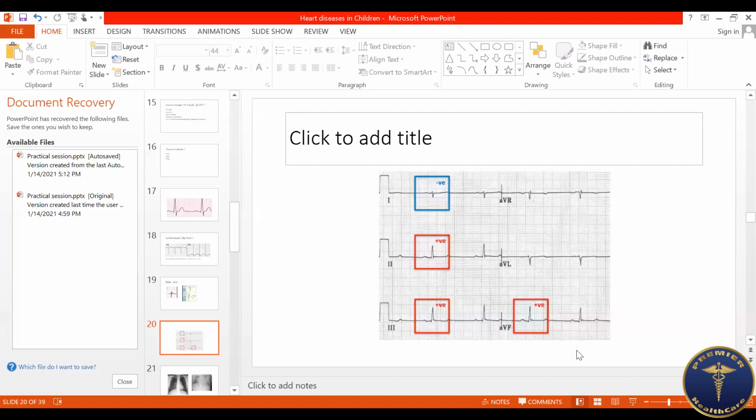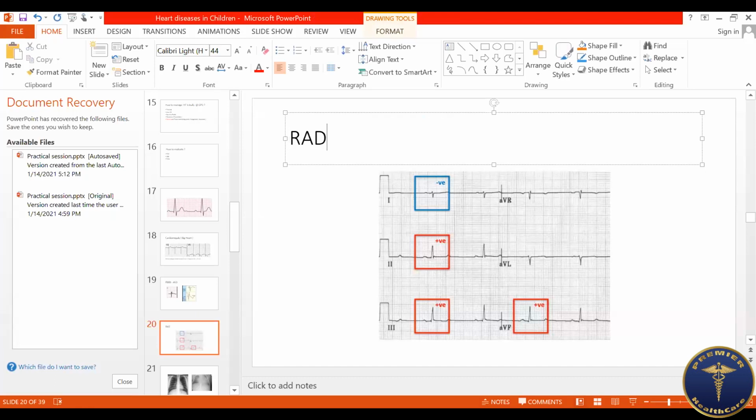The reaching pattern occurs in right axis deviation. If they are reaching together, that's right axis deviation. If you see this ECG, you know that the axis is deviated to the right side.